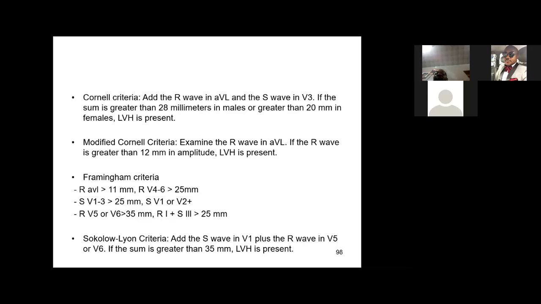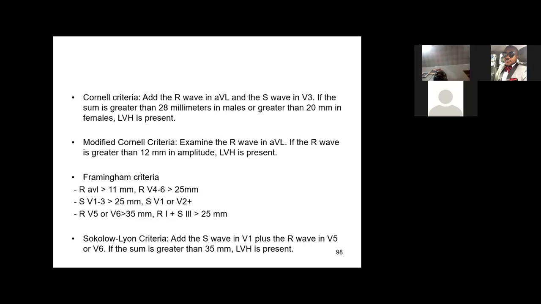Modified Cornell: examine the R wave in aVL. If the R wave is greater than 12 millimeters in amplitude, LVH is present. Framingham criteria: R wave in aVL greater than 11 millimeters; R wave in V4 to V6, which cover the left ventricle, greater than 25 millimeters; S wave in V1 to V3 greater than 25 millimeters; S in V1 or V2 plus R in V5 or V6 greater than 25 millimeters; R1 plus S3 greater than 25 millimeters.